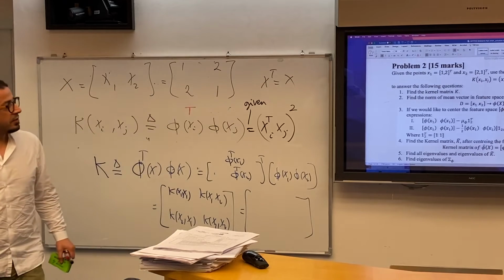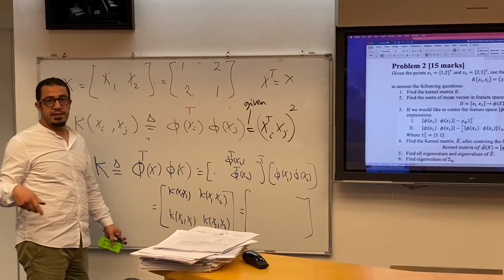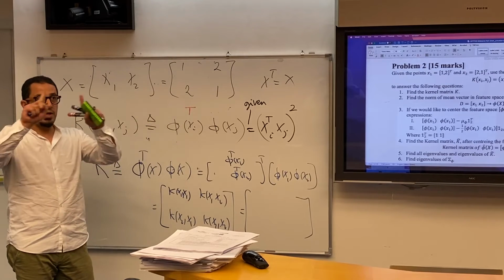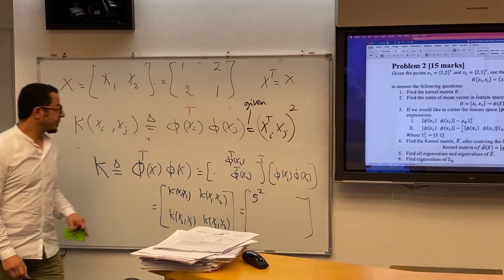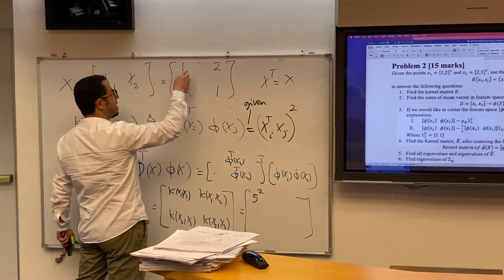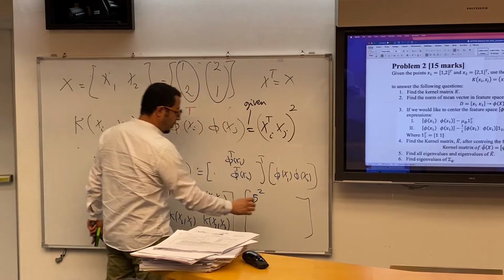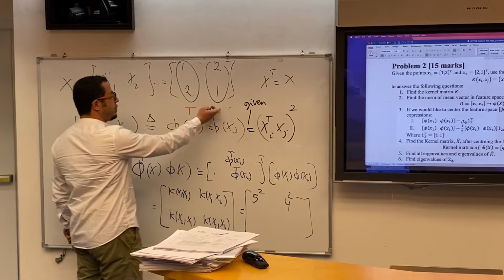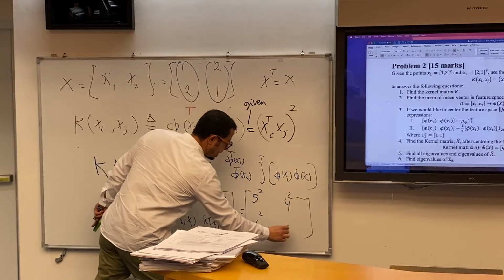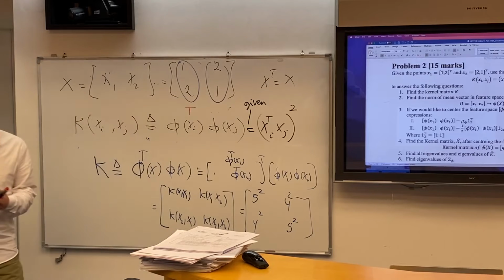Okay, let's do the dot product here. The first one with itself, what will it be, please? 1, 2 times 1, 2 is 1 times 1, 2 times 2, which is 5. Correct? 5 squared. X1 with itself is done. X1 with X2, what is it? 2, 2, which is 4, so 4 squared. Second one, 2 with 1, it's symmetric. And here, this one with itself is 5 squared. So we got the kernel matrix. Yes?